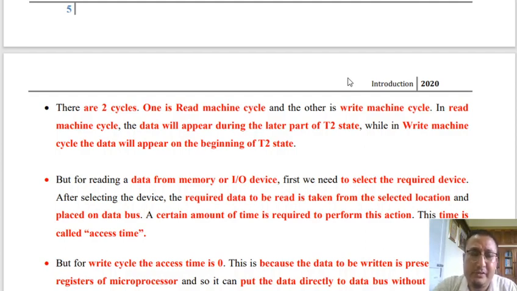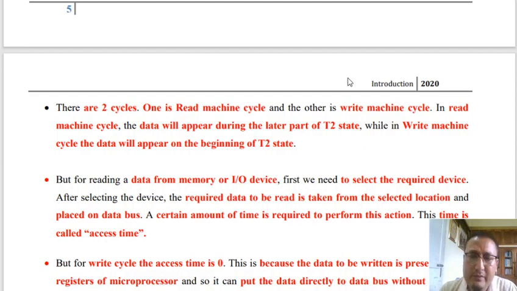Again, I'll repeat it. In order to read data from memory or IO, first we need to locate the location, and then we need to read. Locating the location from where the data is to be read takes a considerable amount of time, and this is called the access time. So we have a certain amount of time required to access the value, and then we can perform the read operation. Hence, in the read machine cycle, data will appear only in the latter half of T2.